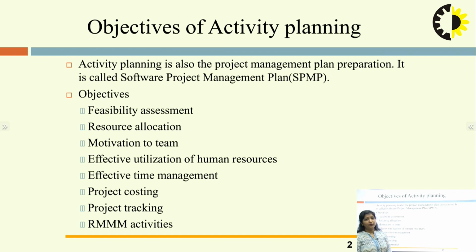Now coming to its objectives in the system. First and foremost is feasibility assessment. Second is resource allocation. Next comes motivation of the team. After that, effective utilization of human resources, then effective time management, project costing, project tracking, and finally risk management. So we can see that the risk activities are the last part of the activity planning.